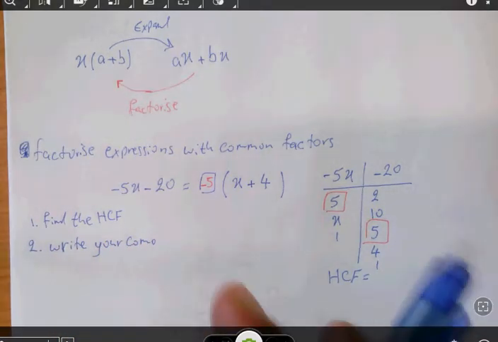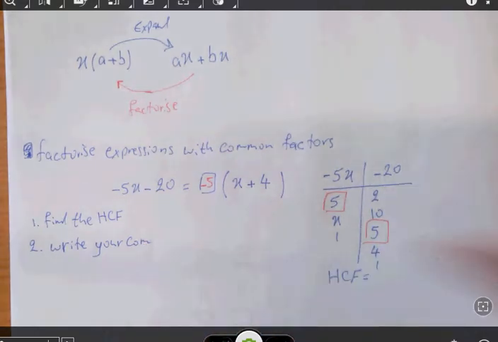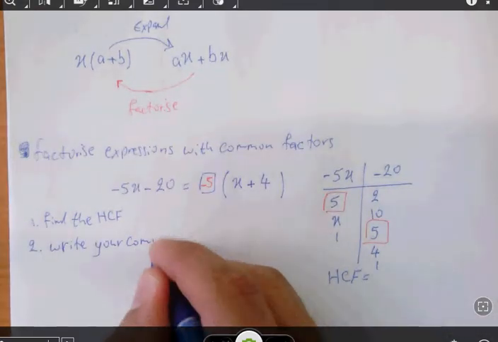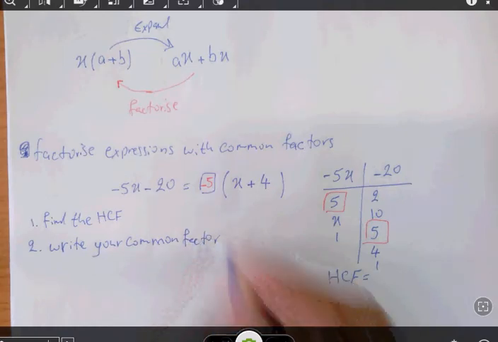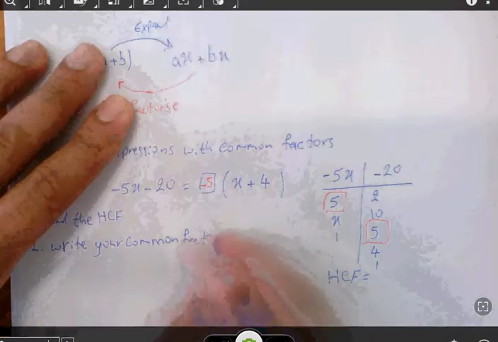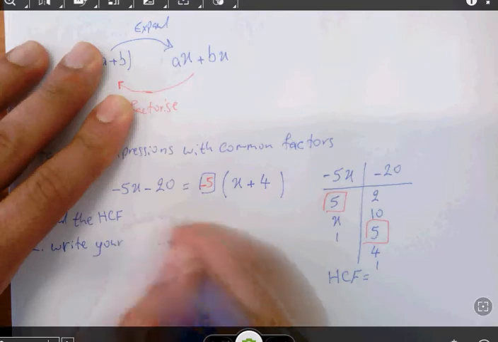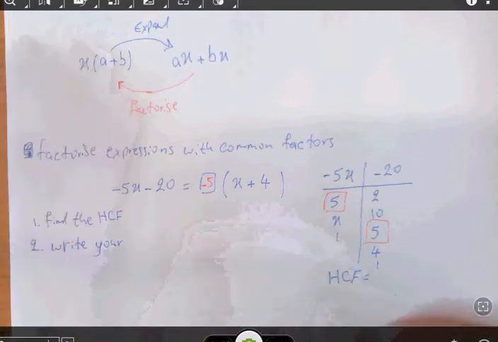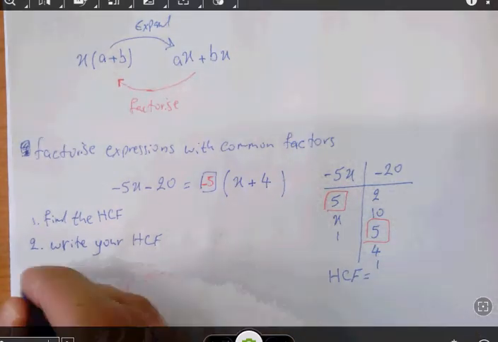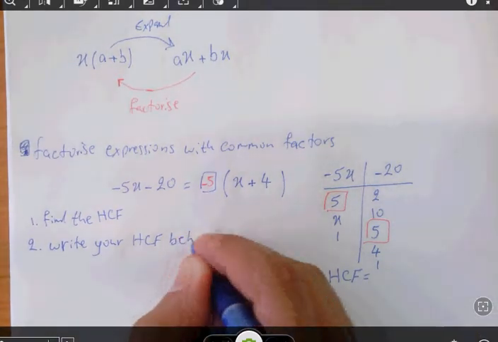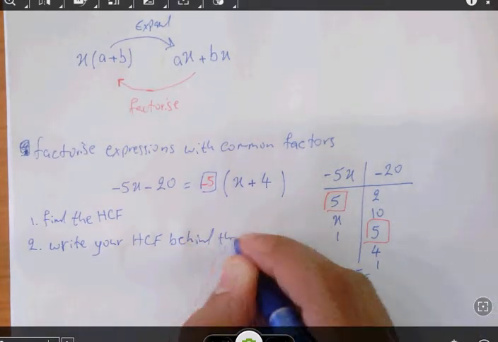And I'll show you why this could actually be written in two different forms. Your common factor, I should say HCF. Write your highest common factor, and then open up a bracket.